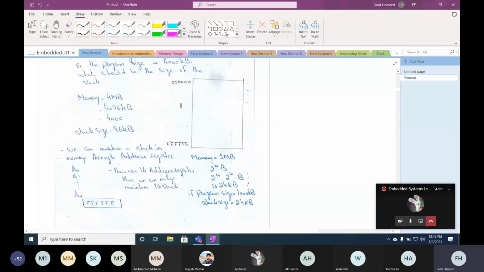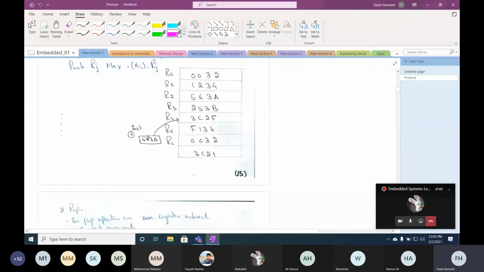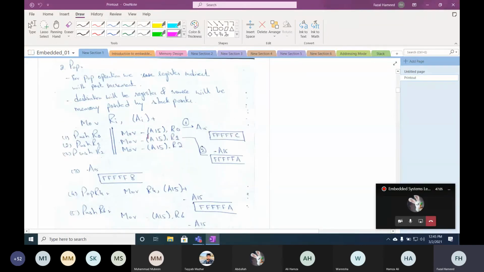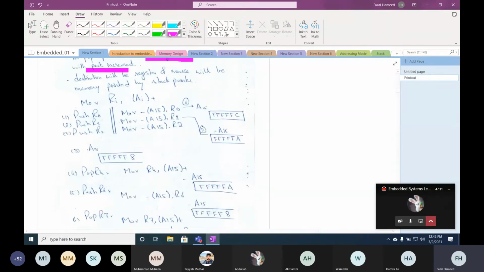How is the stack maintained in memory? Please go through this example in the book. For the pop operation we use register indirect with post increment. In this case, the destination will be a register and the source will be memory pointed out by the stack pointer.